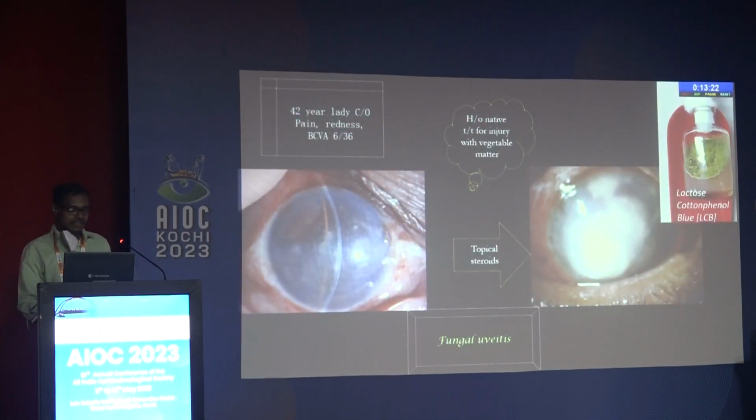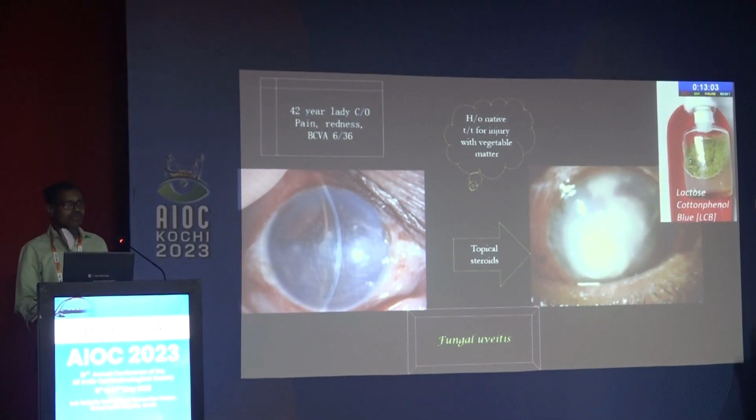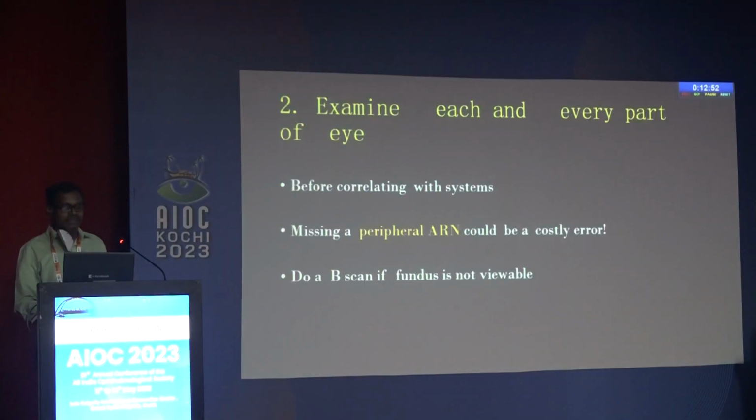So look at this case. This was a 42-year-old lady who presented with keratouveitis. You can see some granulomatous keratic precipitates. The patient was started on topical steroids. So the patient came back after 2 days for the reading of the Mantoux test, and look how it flared up. So what was the history that was overlooked? That history of native treatment. So it's a violent case of Aspergillus fumigatus, which we were able to identify and publish as well.